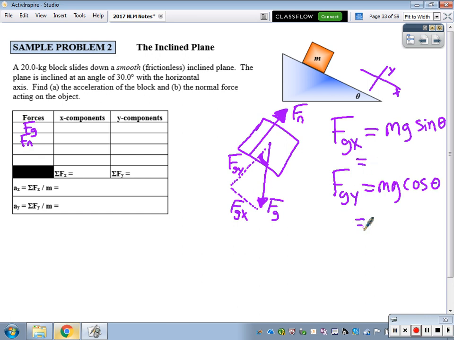So, we know that this is a 20 kilogram block, so let's spend a minute, and I want you to calculate FGX and FGY, and yes, you should check your calculators to make sure you are in degree mode.